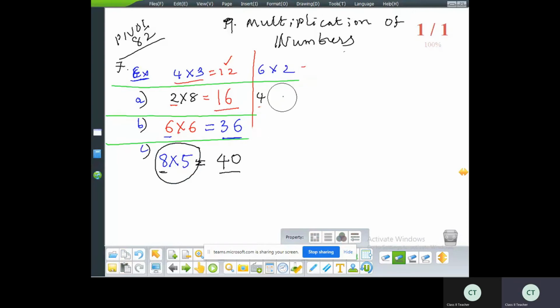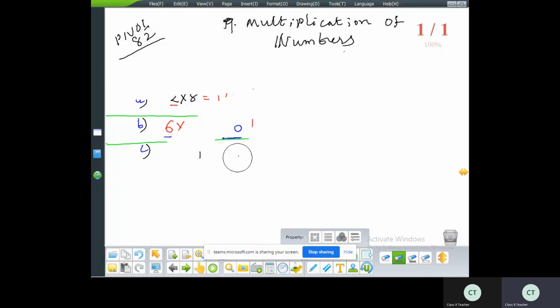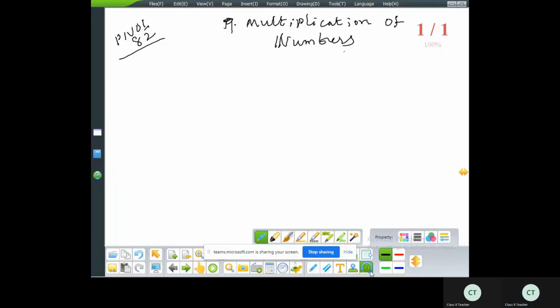Now, question number 8. All of you read question number 8, page number 82. Question number 8 also depends on tables. Now, I will explain everything and I will read tables also in front of you. Number 8. Fill in the blank boxes with the correct number.